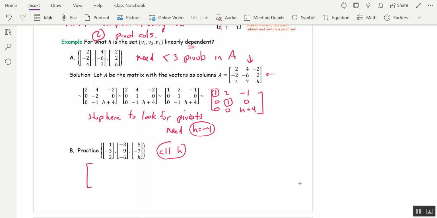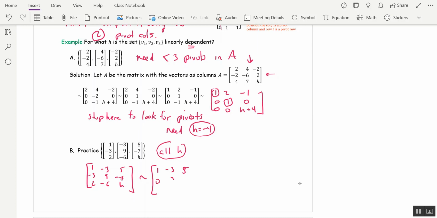I'll just take you through the steps there. 1, -3, 2, -3, 9, -6, 5, -7, H. Okay, and now I'm going to do 2 row operations at once. I'm going to take the 1 and kill the -3. So I'll take the top row, multiply by 3, and add it to the second row.